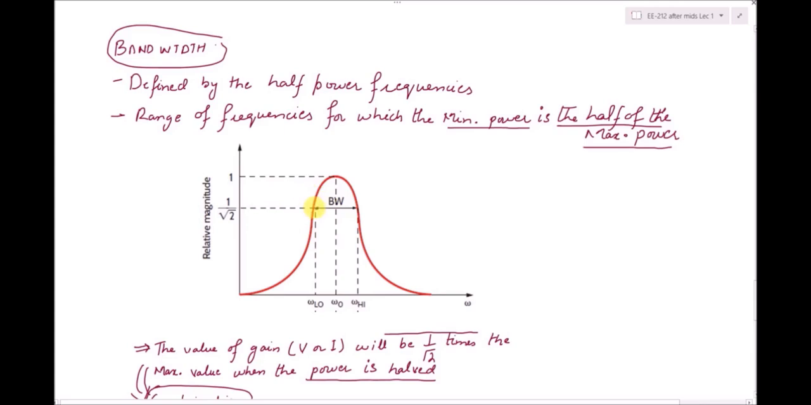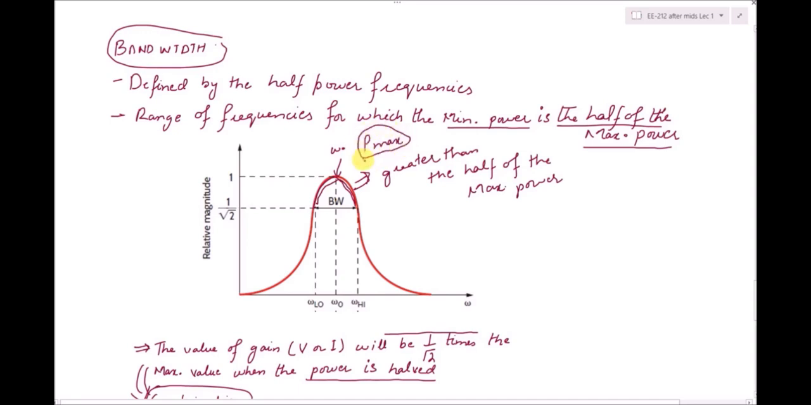So all the signal values or the gain values for these frequency values are greater than half of the maximum power. And we know that at this point, at omega naught, P is maximum. So bandwidth is actually the range of frequencies for which the power is at least half of the maximum power. Now for the values of the y-axis, these are actually the gain values. So it can be a voltage gain or the current gain.